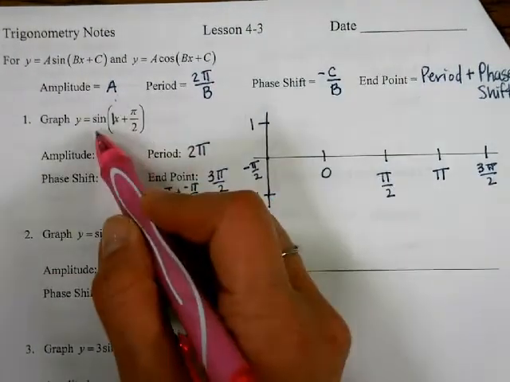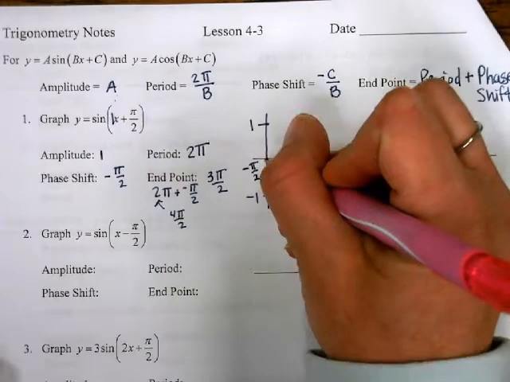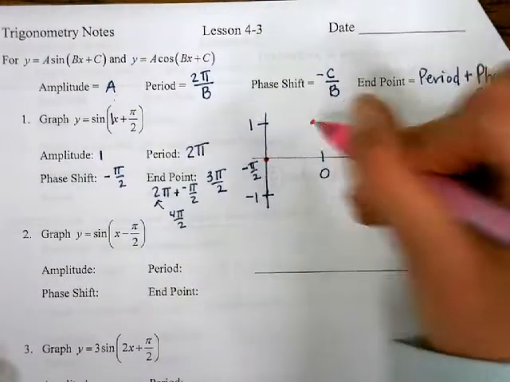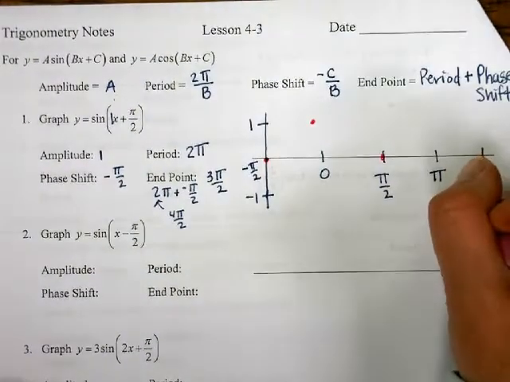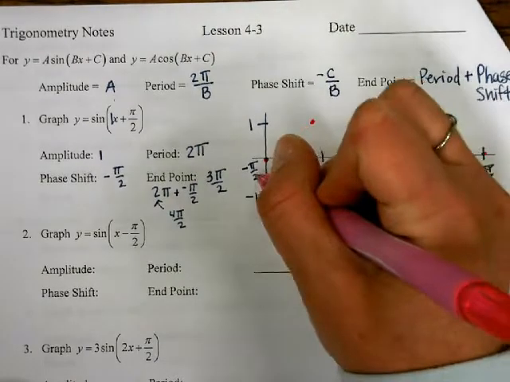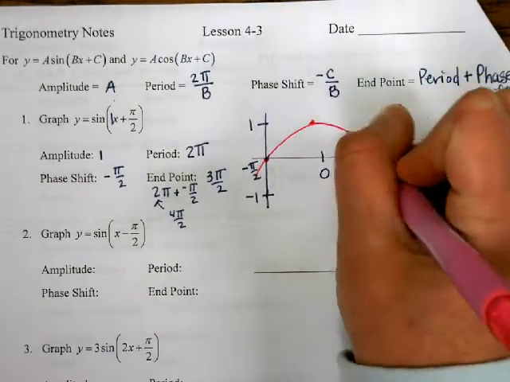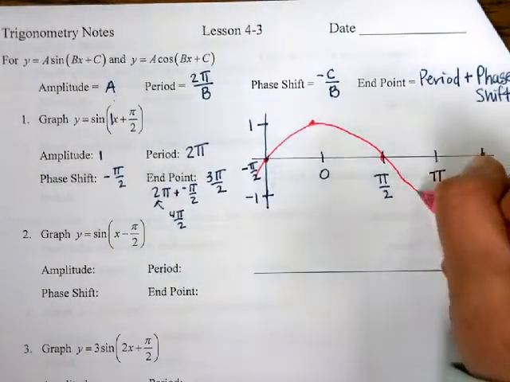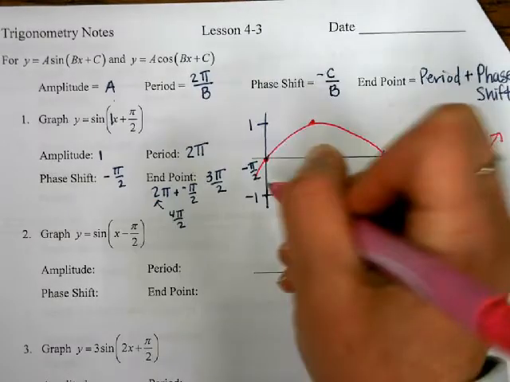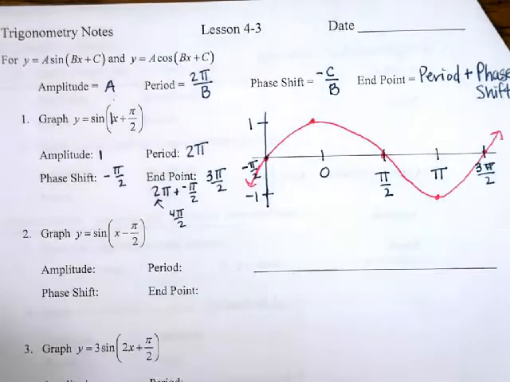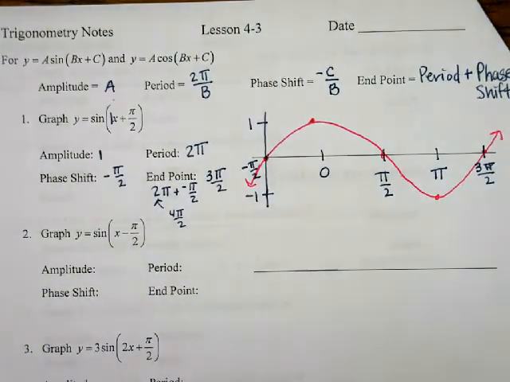Now we're graphing sine, so remember that sine starts at 0, up, 0, down, 0. Remember to give it some tails, because it doesn't stop, and some arrows. And there you've graphed sine with a negative pi over 2 phase shift.